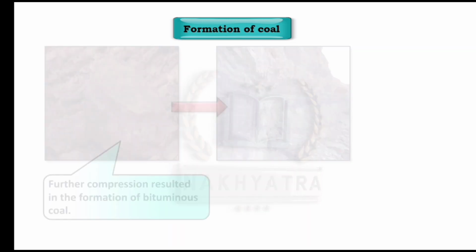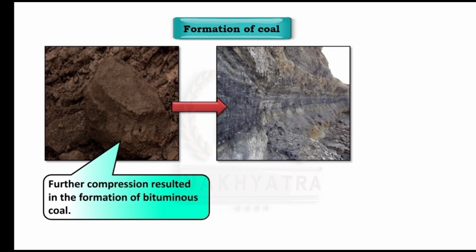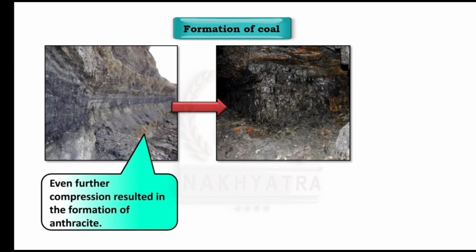Okay, so further compression resulted in the formation of bituminous coal. You can see the bituminous coal, it looks like these black substances. Further compression resulted in the formation of anthracite. Anthracite is a very hard type of coal that burns slowly without producing a lot of smoke or flame. So this is anthracite. Clear everyone?